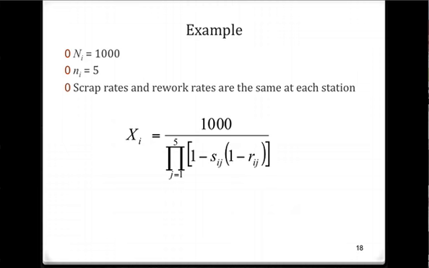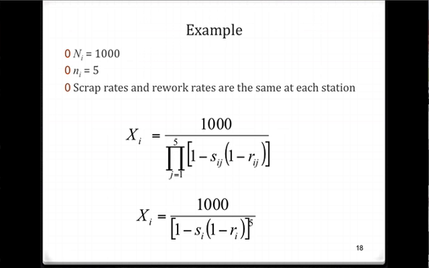So I take my 5 workstations, and now I need to multiply my S sub ij times 1 minus R sub ij, and then take the product of all of those for each of the workstations, divided into 1,000. That tells me how much I have to produce. Well, we can do that. We can vary the scrap rate and the rework based upon multiplying those. It's just taking the exponent to the 5th power.